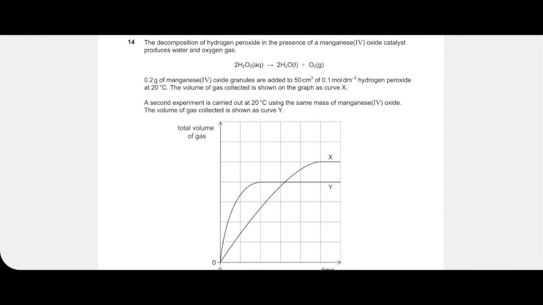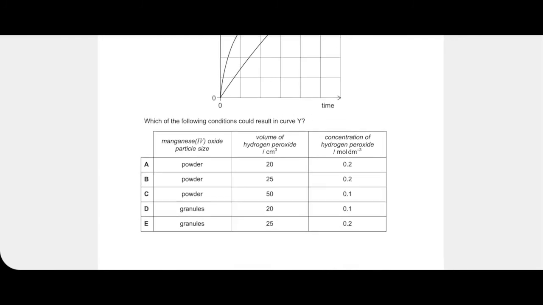Question number 14. The decomposition of hydrogen peroxide in the presence of manganese oxide catalyst produces water and oxygen gas. The equations are below. 0.2 grams of manganese oxide granules are added to 50 centimeters cubed of 0.1 mole per decimeter cubed of hydrogen peroxide at 20 degrees Celsius. The volume of the gas collected is shown on the graph as curve X. The second experiment is carried out at 20 degrees using the same mass of manganese oxide. The volume of the gas collected is shown as curve Y. And here's the graph. Which of the following conditions could result in curve Y?